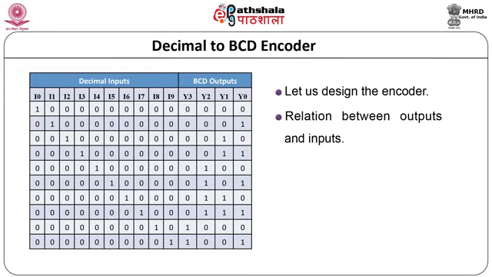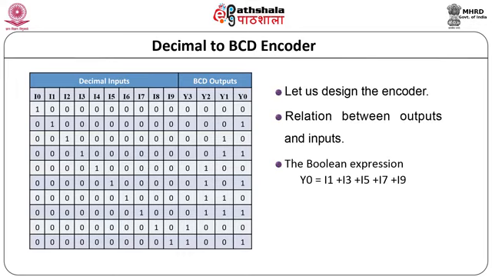Let us design the encoder. As the number of inputs is 10, K-maps cannot be used to derive the Boolean expression. The Boolean expression can be directly obtained from the truth table through visual inspection. Output Y0 is 1 if any of the inputs I1 or I3 or I5 or I7 or I9 is 1. Then the Boolean expression is Y0 is equal to I1 OR I3 OR I5 OR I7 OR I9.